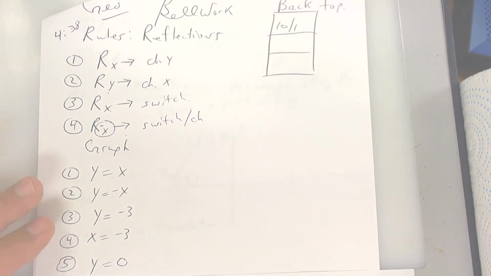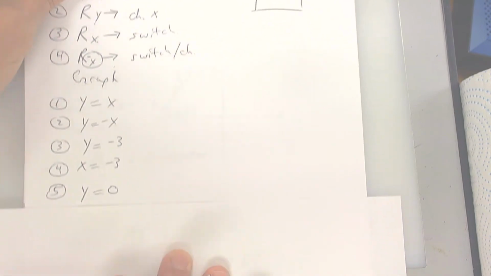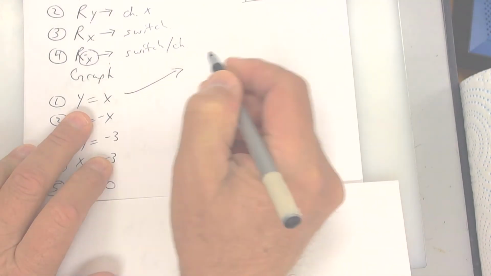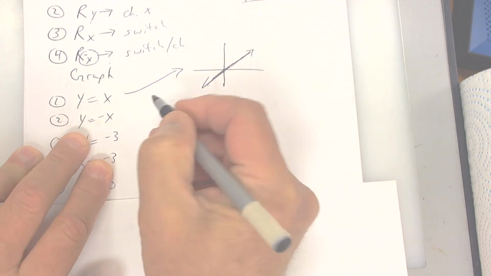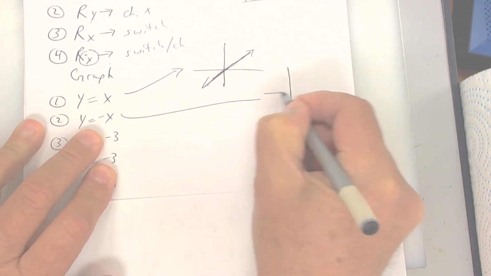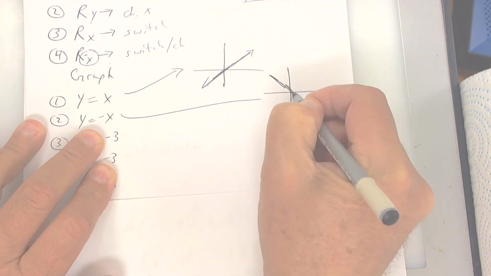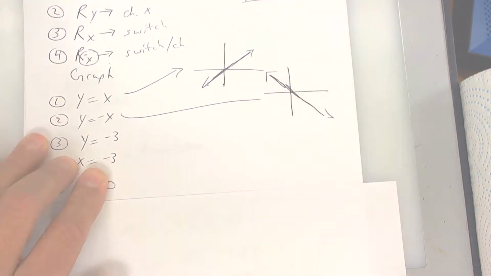All right, I want you to graph these lines. Let's take a look at them. Y equals x. That one looks like this, a 45 in the positive direction. This one is a negative x, so this one is backwards. Make sure you know that.